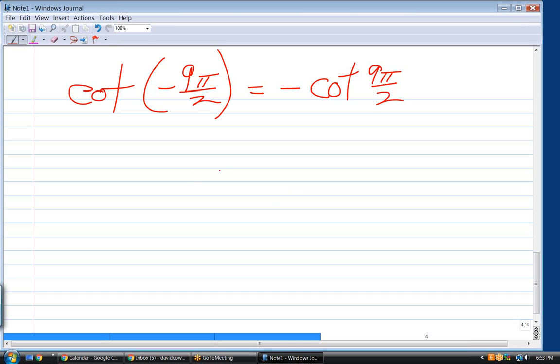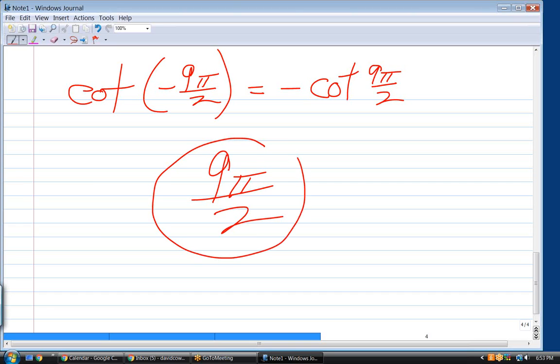Now let's take this angle 9 pi over 2. That is outside the unit circle. That is not within 0 to 2 pi. So it's coterminal, meaning we can take away multiples of 2 pi, or if you prefer, multiples of 360 degrees, until we get it inside the unit circle. Well, how many 2 pi's can I remove from that?